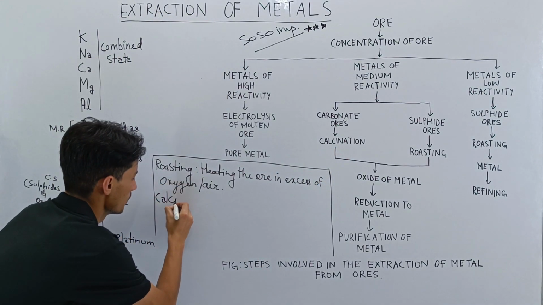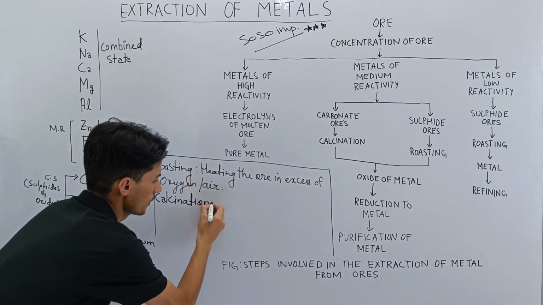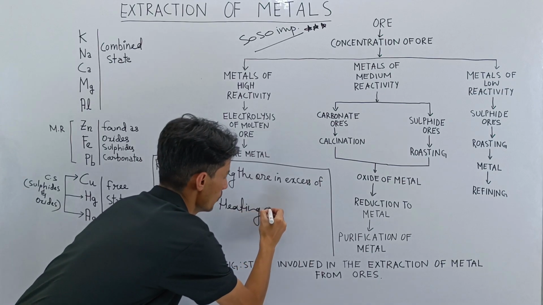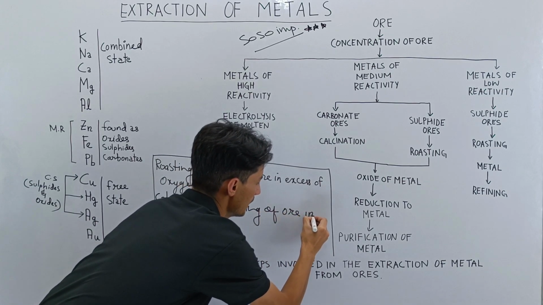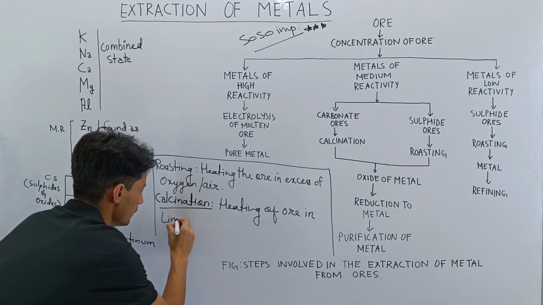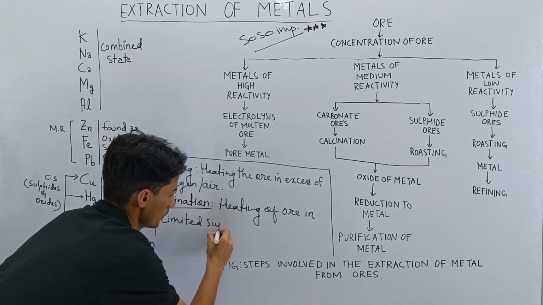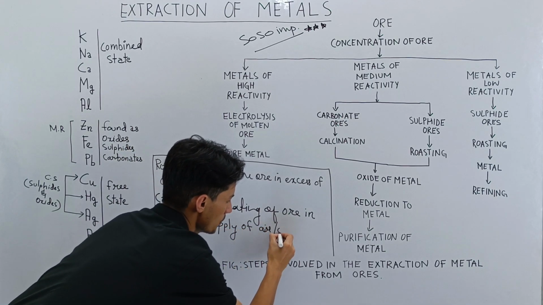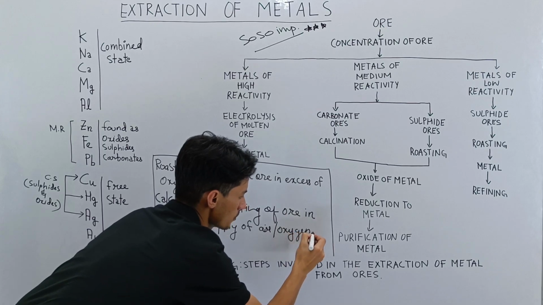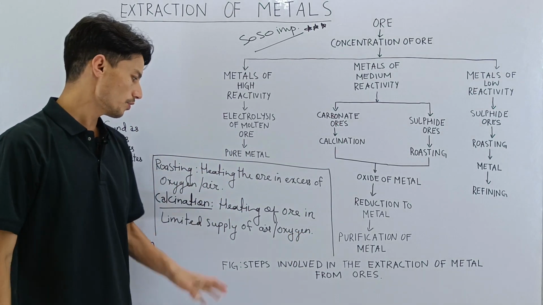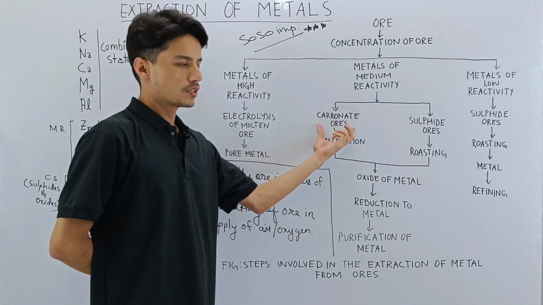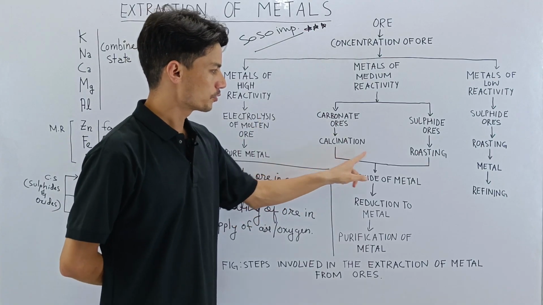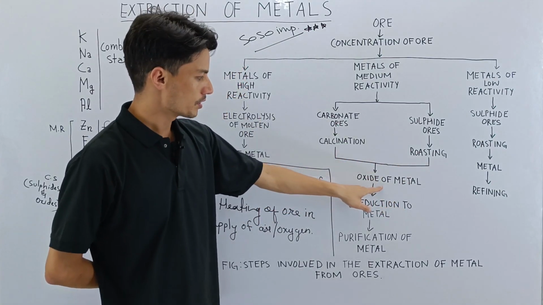So calcination, what is calcination? It is heating the ore in limited supply of air, which is oxygen. So this is called calcination. It is the exact opposite of roasting. So the carbonate ores will undergo calcination, which is we will heat it in limited supply of air or absence of oxygen.